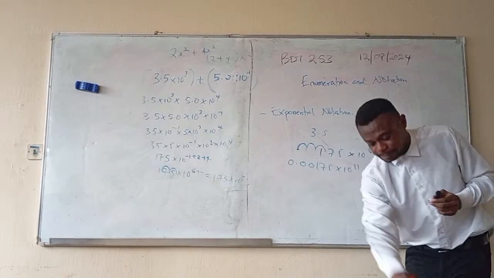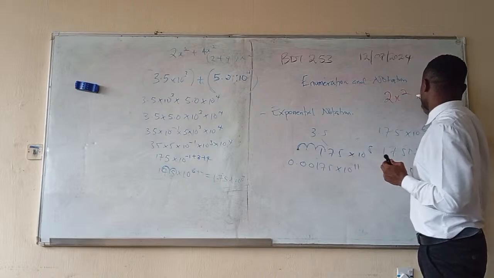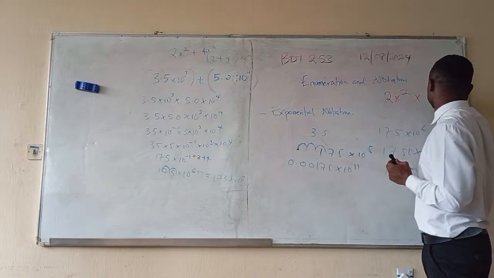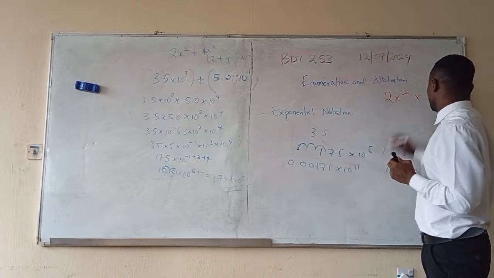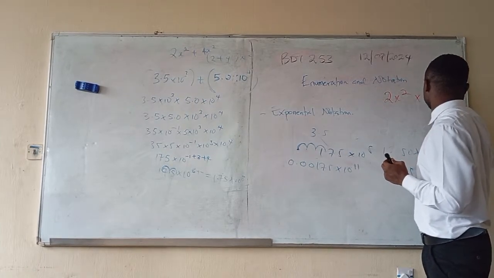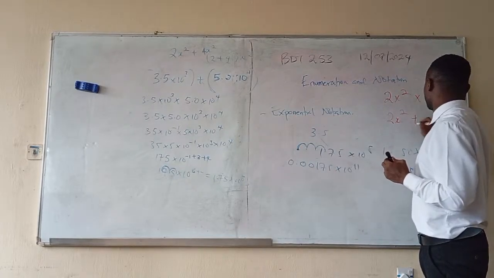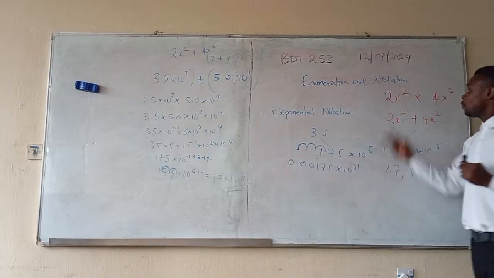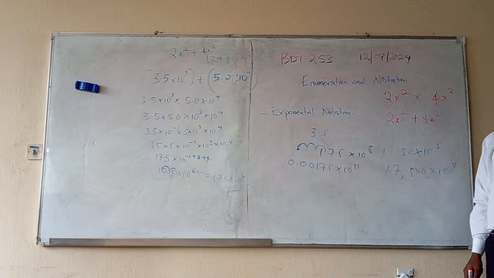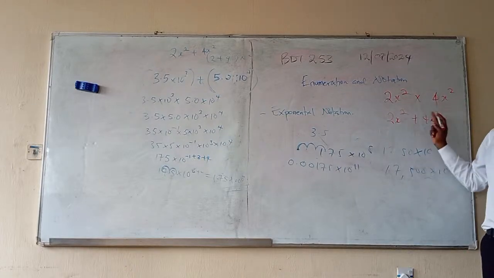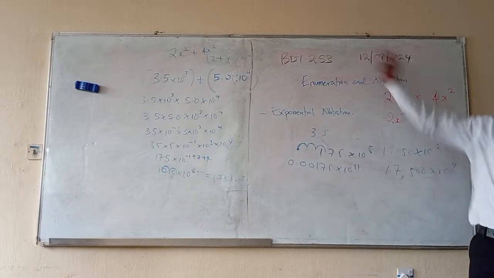Just like here, if you have 2s squared times 4s squared, and if you have 2s squared plus 4s squared, is it the same way you use to solve the two of them? Here you just apply straight and get your answer. This thing we do is not needed here. Go straight and get your answer.